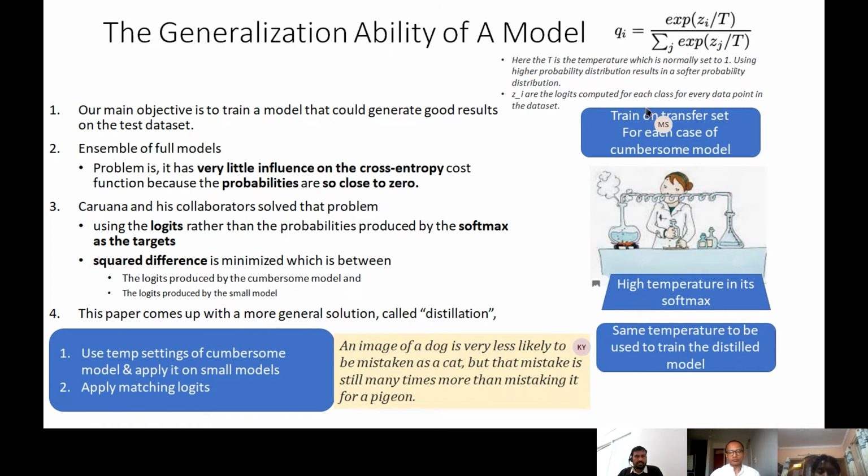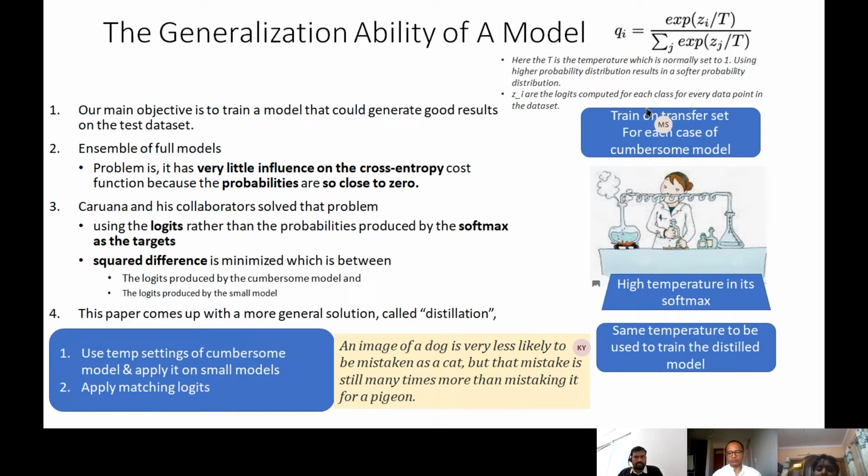The problem with ensemble models is that the probabilities are so close to 0 that they have very little influence on the cross entropy. Caruana and his collaborators, whose paper we are referring to a whole lot here, achieved this without using probabilities, rather using the logits, which are the logits of the probabilities produced by the softmax function for the particular targets. They also calculated the squared difference between the logits of the cumbersome model and the logits produced by the smaller model. This paper tries to come up with a generalized solution called the distillation process, using the temperature setting of a cumbersome model and the smaller model, and they also use some matching of logits.